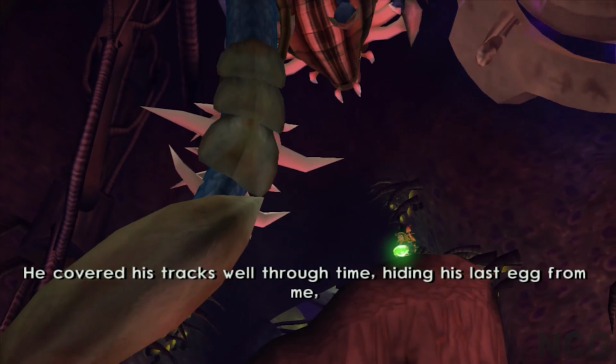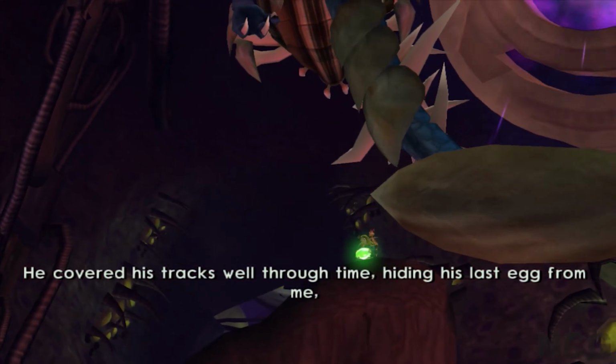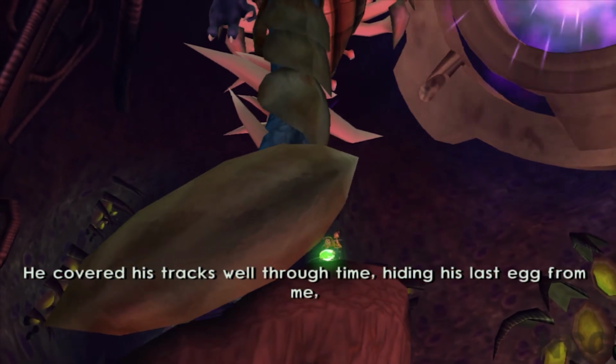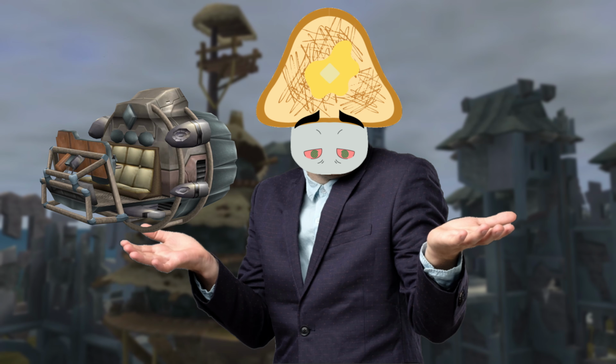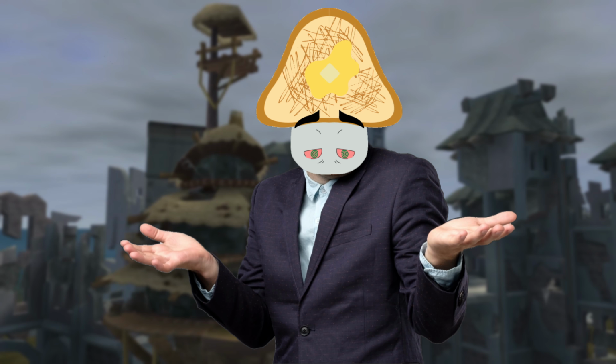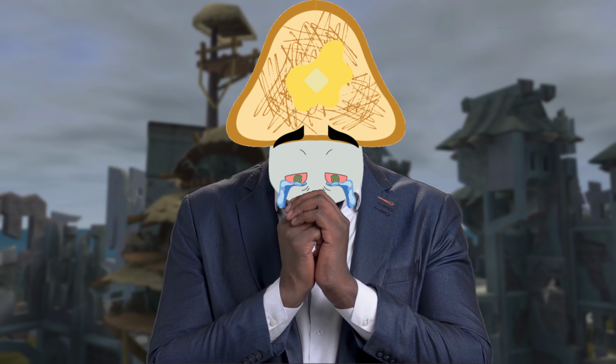He covered his tracks well through time, hiding his last egg from me and building the shield and city to defend it. On top of that, the Rift Rider or some other equivalent ship would also be needed to propel him into the rift and send him through time. The problem with this is that humans in Jak and Daxter do not have the technology to produce things on the same level as the Precursors. At least, not that we've seen in any of the games.